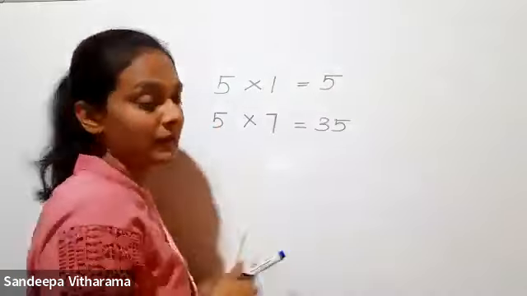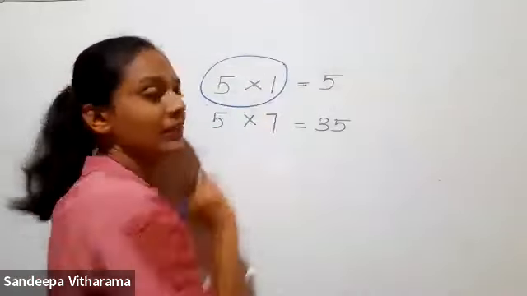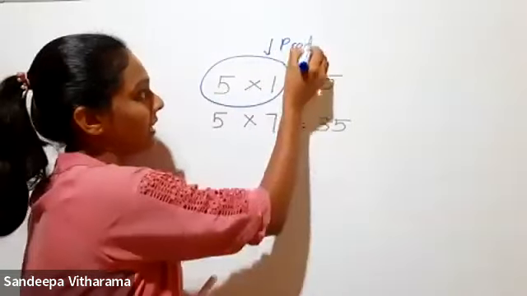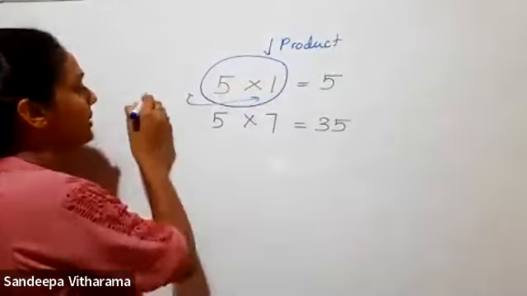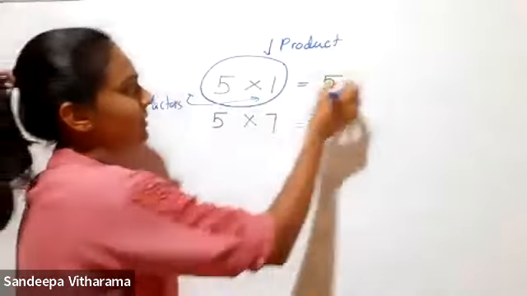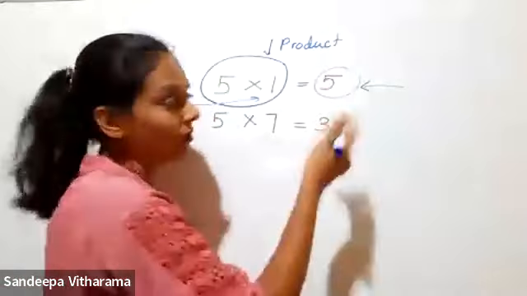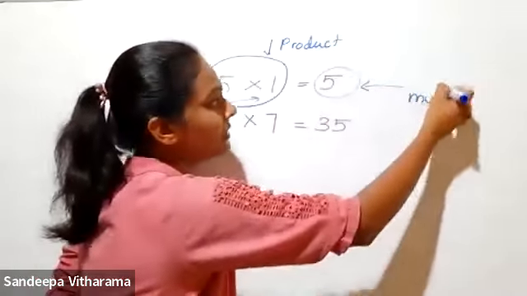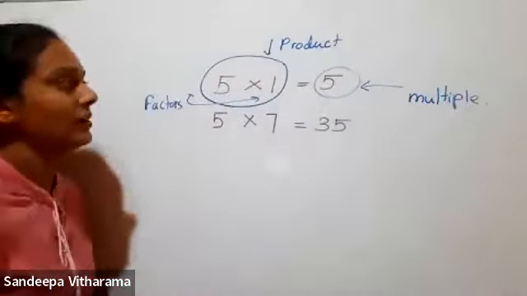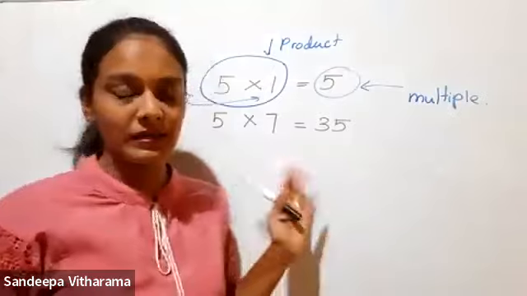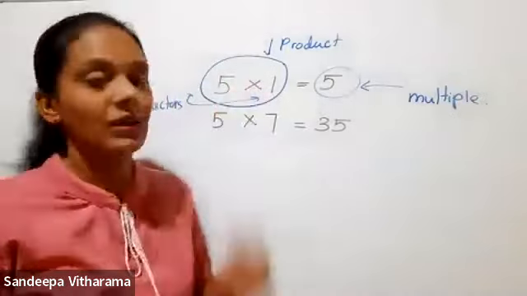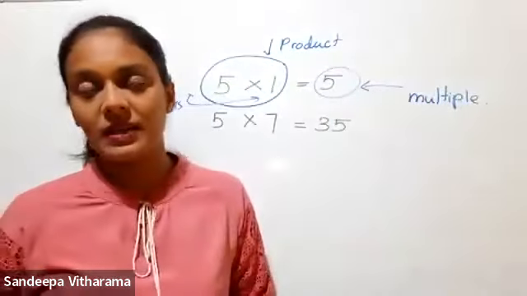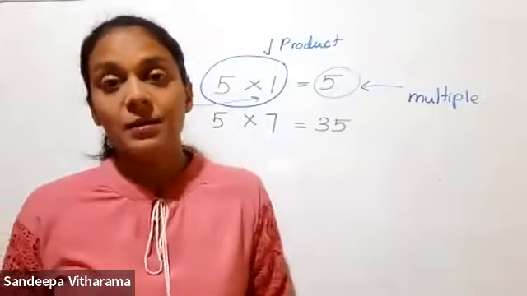Here, how do we identify the factors? Factors, product, multiples. This is what we call the product, and the numbers that we have used to write the product are called the factors. Then the result or the output of the product between factors is called the multiple. Factors produce multiples. This expression is the product. This is what we discussed last week, and we also identified the prime factors.